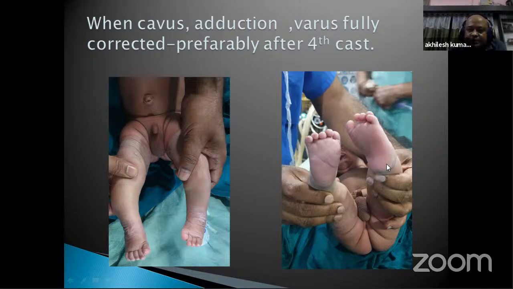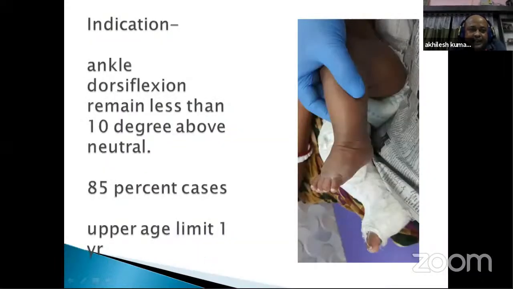After tenotomy, sometimes this heel varus will also correct, so you can go for the tenotomy even if there is some slight deformity. The indication for the tenotomy is when ankle dorsiflexion remains less than 10 degrees above the neutral. It is required in 85% of the cases. That is the data from Ponseti, and it may vary from person to person. The upper age limit is 1 year. In some books, it is also up to 2 years.